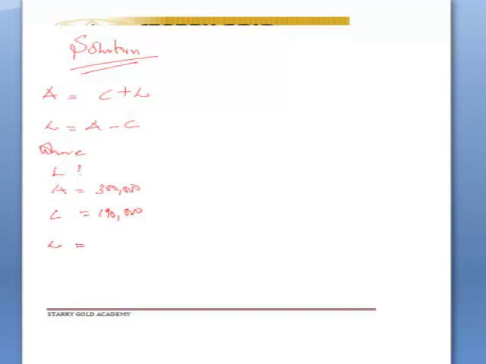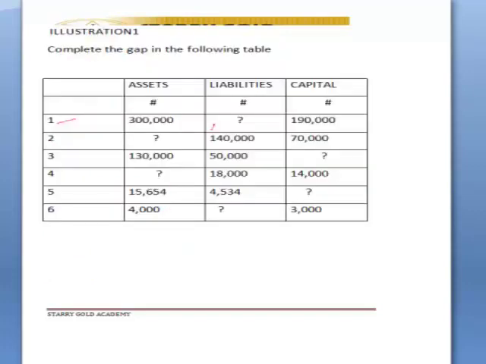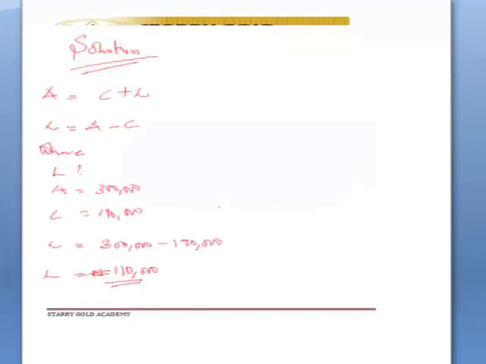L equals 300,000 minus 190,000, and L will equal 110,000 naira. So here L is 110,000.